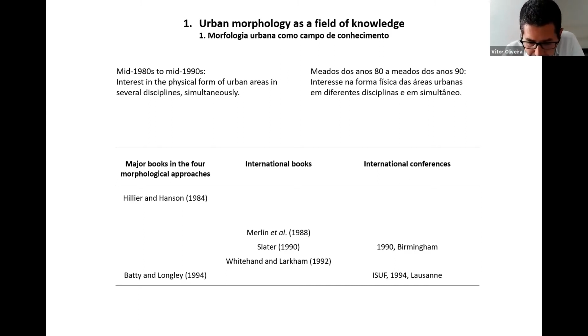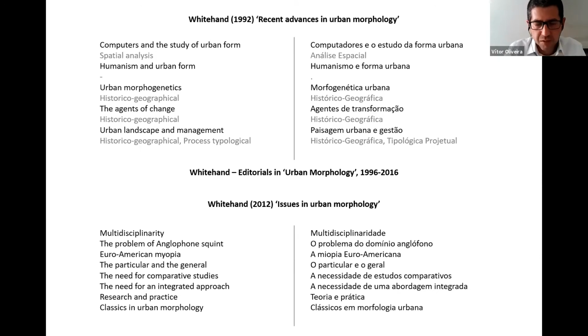So I think it's fair to say that Jeremy was one of the people that contributed the most to establish urban morphology as a field of knowledge, more than being concerned with his approach, although he did a lot to establish this historical geographical approach. He was working at least since the early 1980s, and this is a very relevant paper, Recent Advances in Urban Morphology.